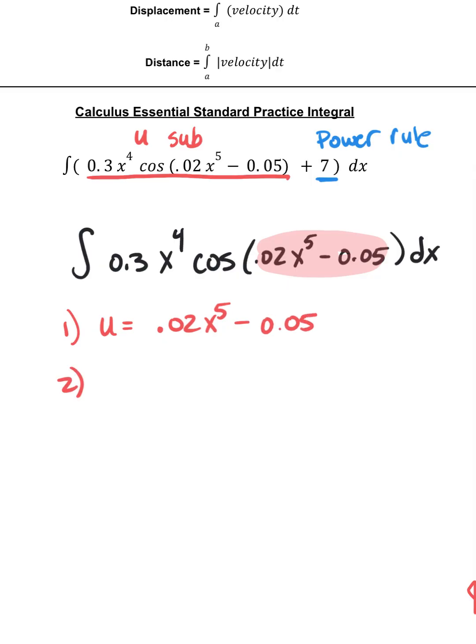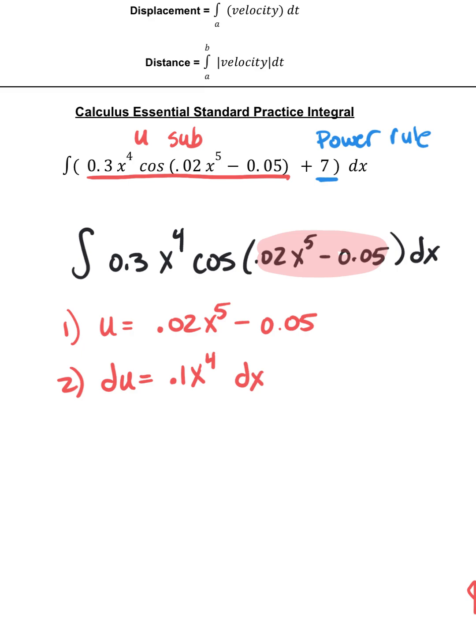Now we go to the second step of u substitution, and of course, u becomes du. We take the derivative of this. The derivative is the power rule here, 5 times 0.02 gives me 0.1. And then if we subtract 1 from the exponent, we get 0.1 x to the fourth. The derivative of 0.05 is just 0. So once again, we need all three parts. u becomes du. We take the derivative of this and get this, and then we toss dx on the end.